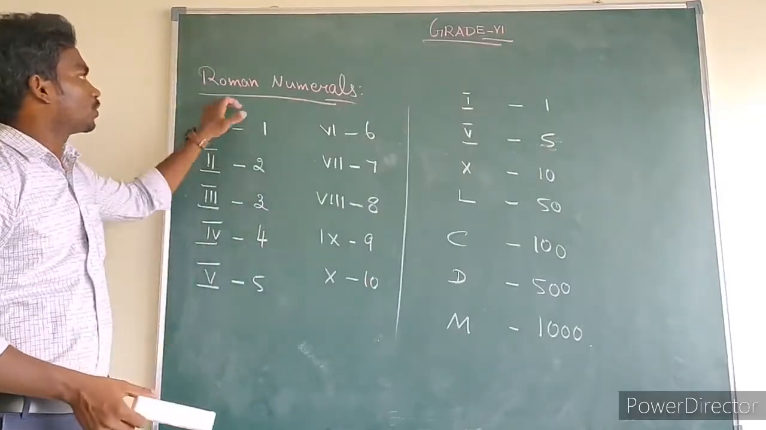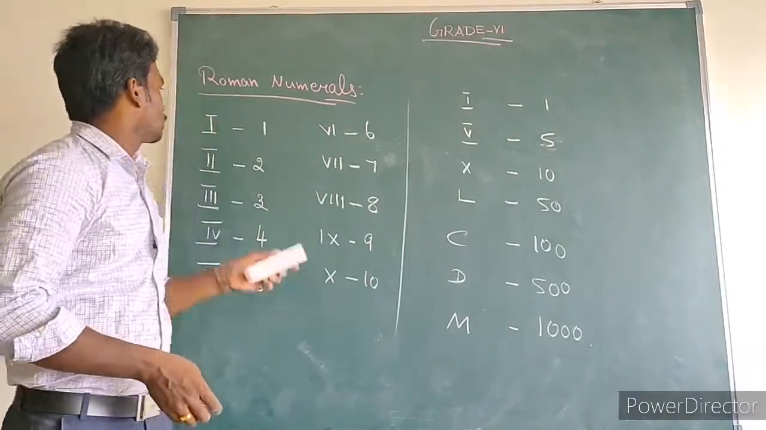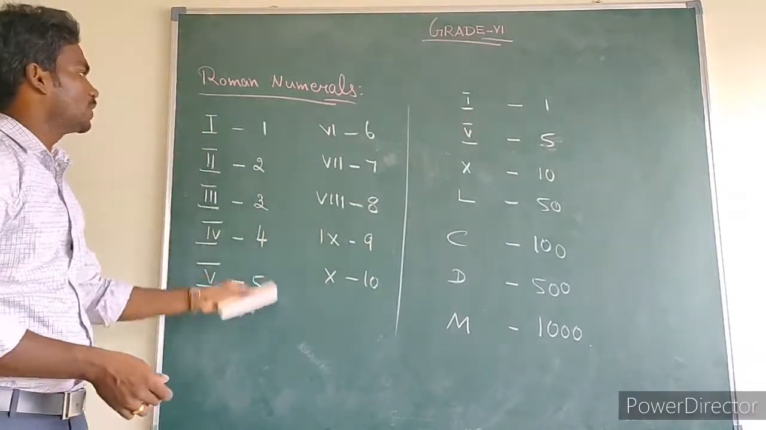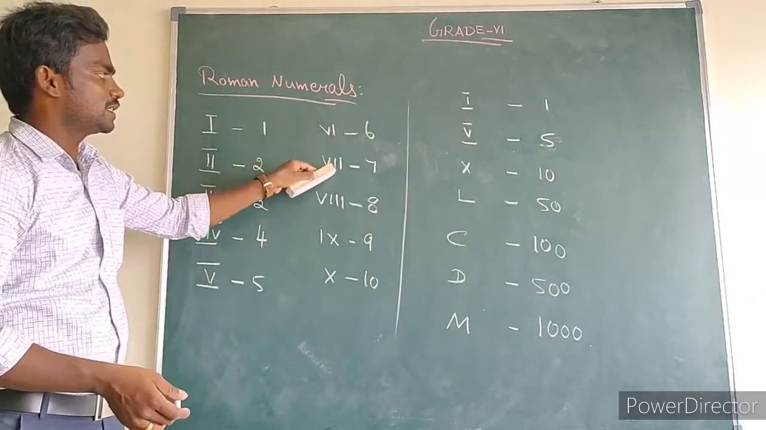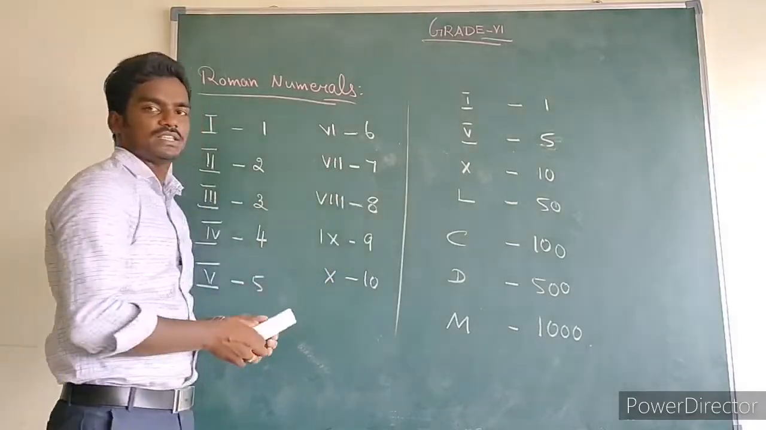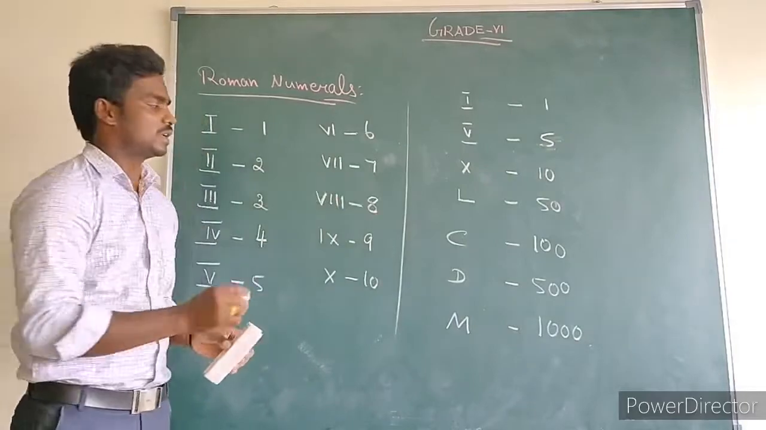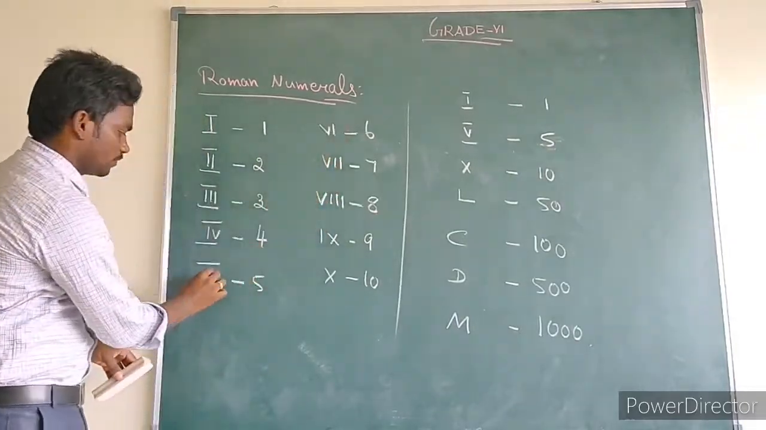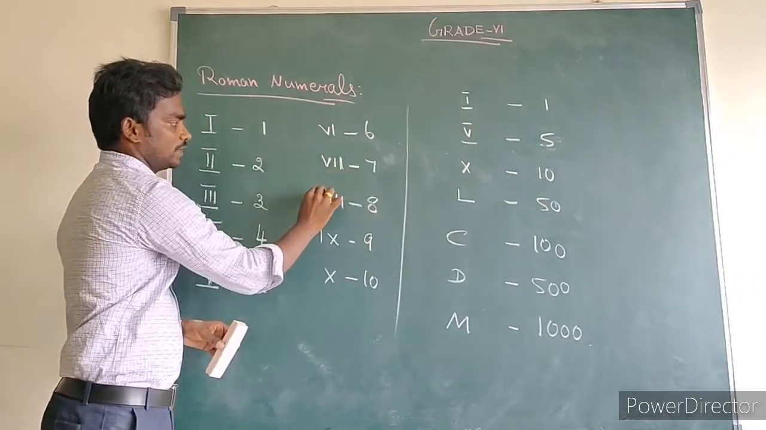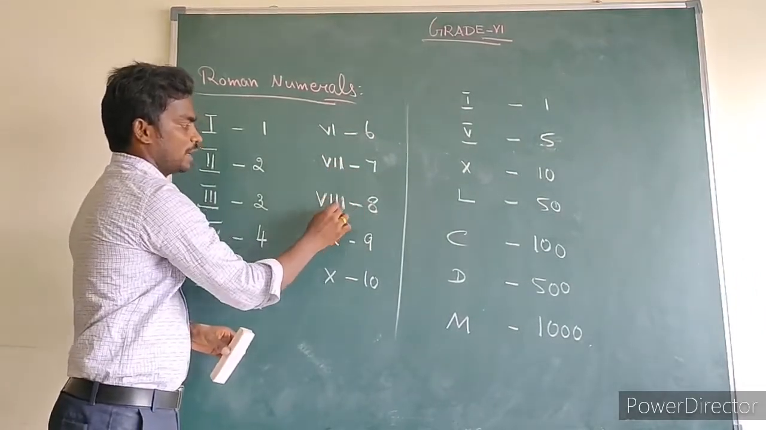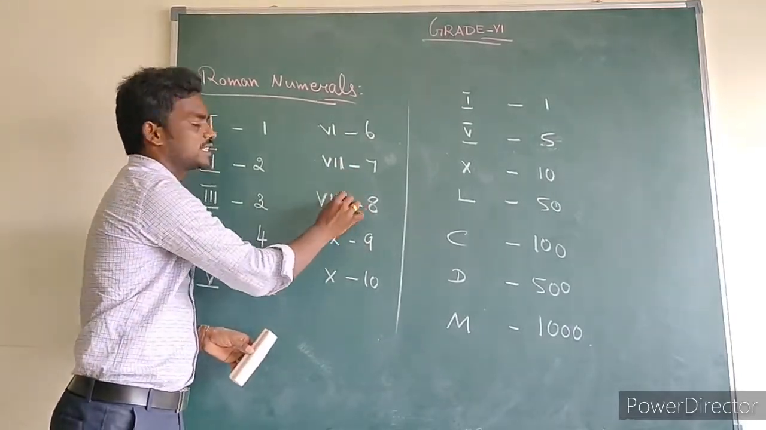Next topic, Roman numerals. We already studied Roman numerals in your 5th standard, right? From 1 to 10 we often use Roman numerals: 1, 2, 3, 4 is IV, 5 is V, 6 is VI, 7 is VII, 8 is VIII. In Roman numerals, the same symbol is repeated 3 times only. So 9 you don't write VIIII, because one symbol is repeated 3 times only.